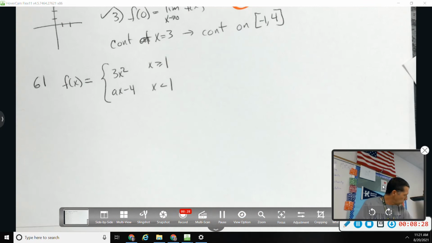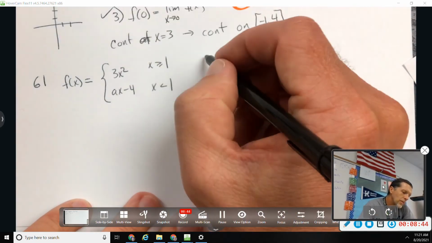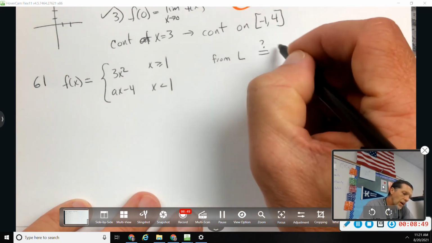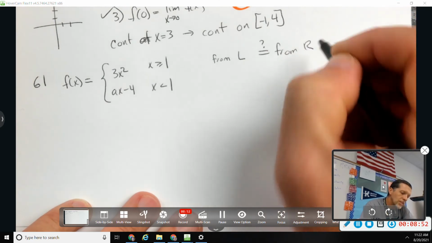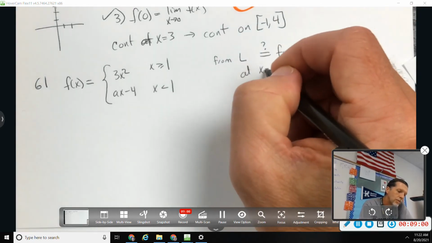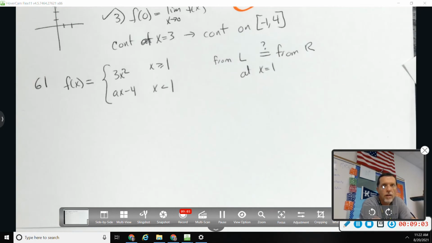So 61, the directions say find A to make it continuous. So what value of x am I really concerned with for this one? 1. So I need to make sure. I did the formal thing last time. This time I'm going to do an informal thing. It's the same thing, but one's formal and one's significantly less formal. I just want to know if coming from the left, if that equals coming from the right at x equals 1. So officially, formally, I'm checking the limit at 1.